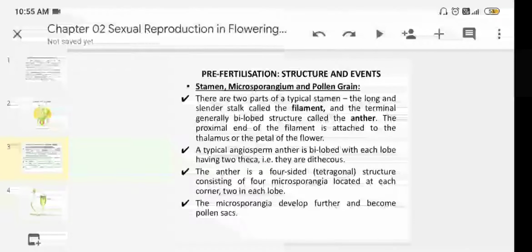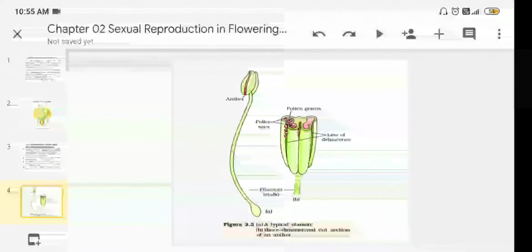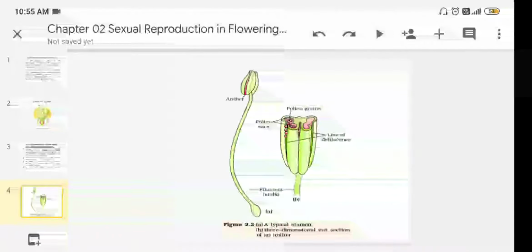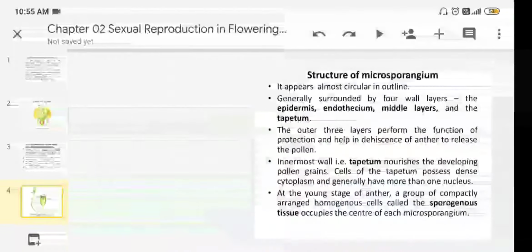The microsporangia develop further and become pollen sacs. If you see, it is the cross section of an anther lobe, within which we can locate the 4 microsporangia, and one complete stamen is shown in the slide.